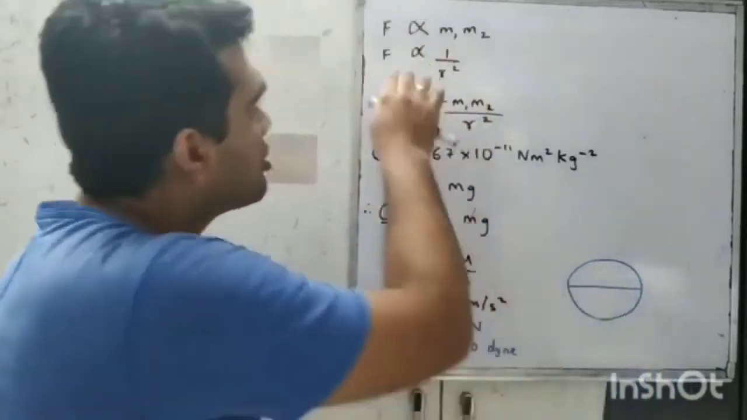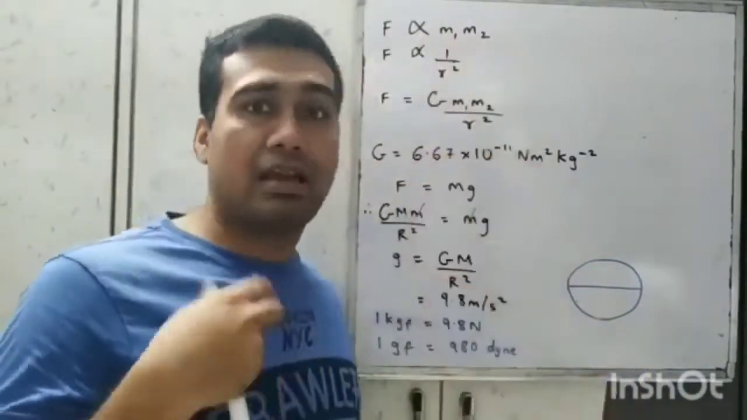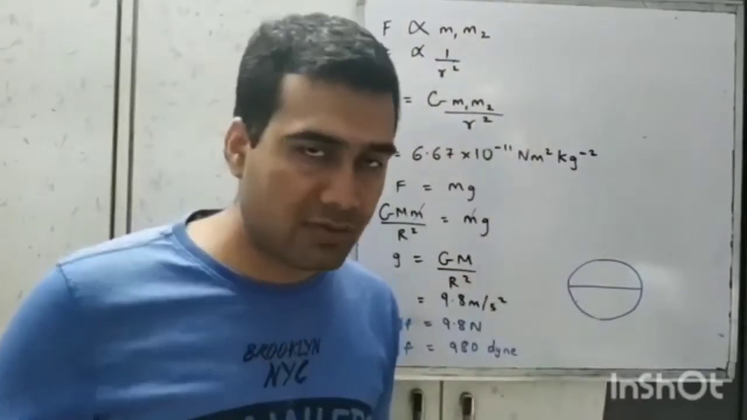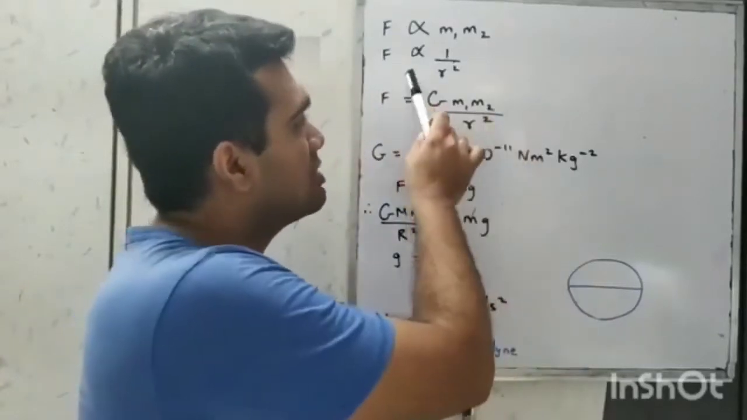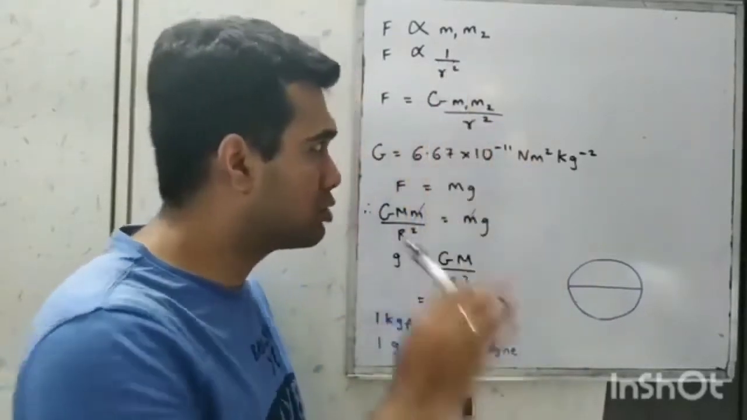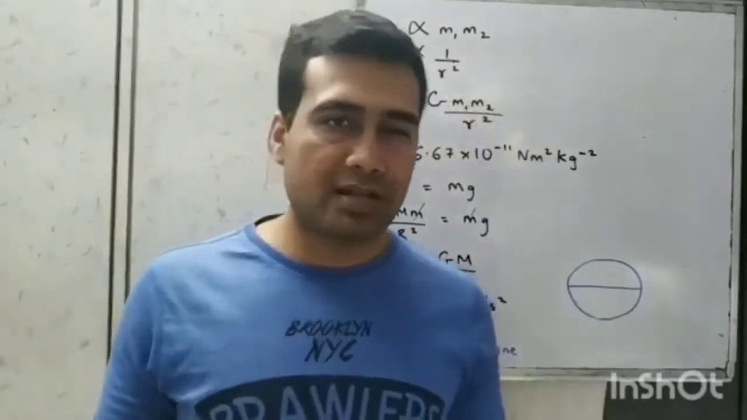Now, experimentally it is shown that this gravitational force is directly proportional to the product of the masses, that is, heavier the objects, more is the gravitational force between them. Also, as already discussed, the gravitational force is inversely proportional to the square of the distance between them. More the distance between two objects, weaker is the gravitational force.